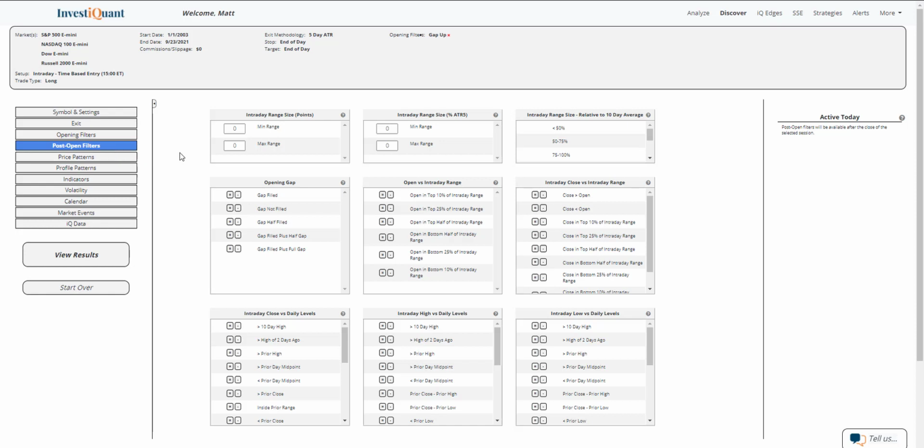Our open was near the lows of the session, so I'm going to go open versus intraday range, and I'm going to say that the open is in the bottom 25% of the intraday range. I've hit equals next to it. That adds it to the test.